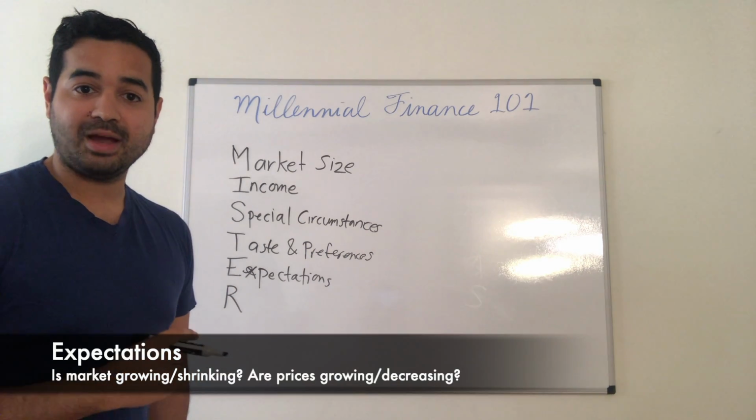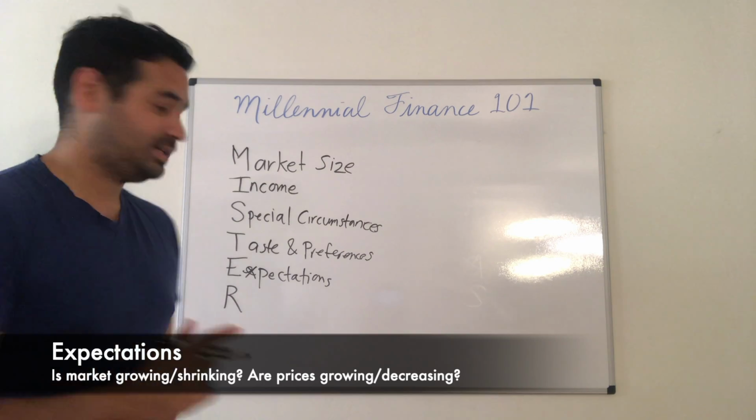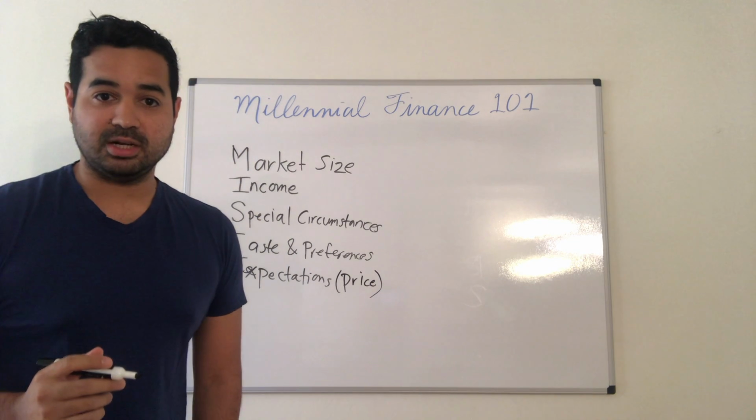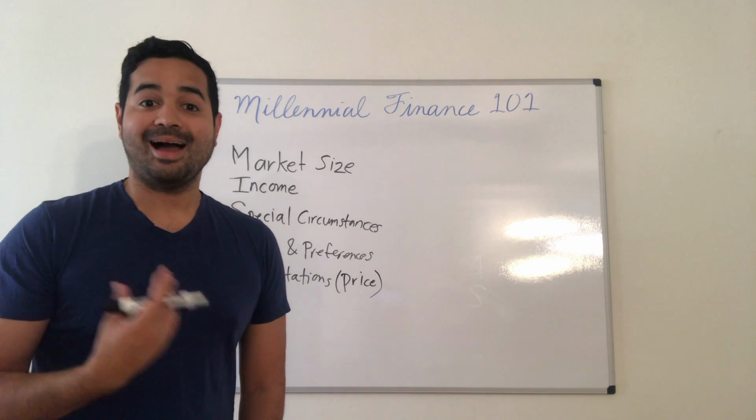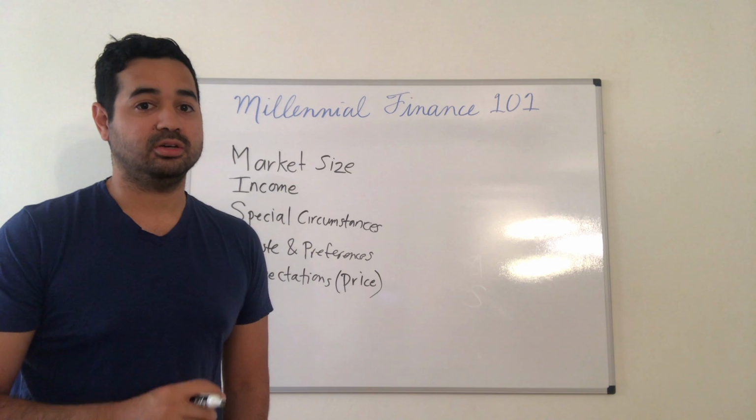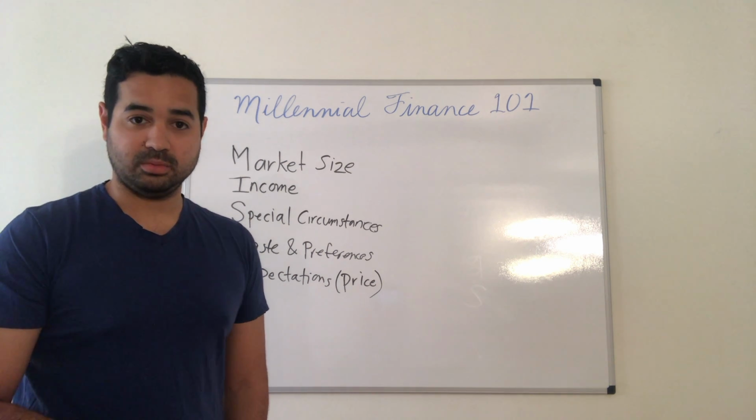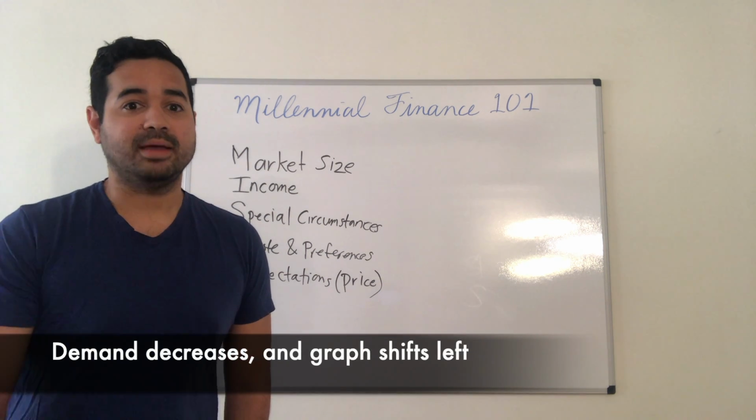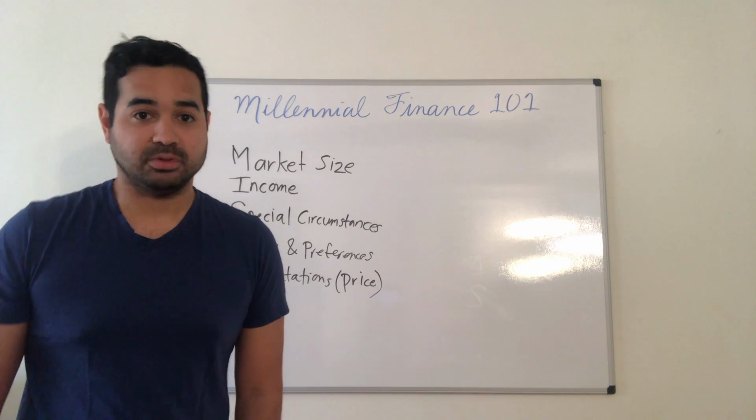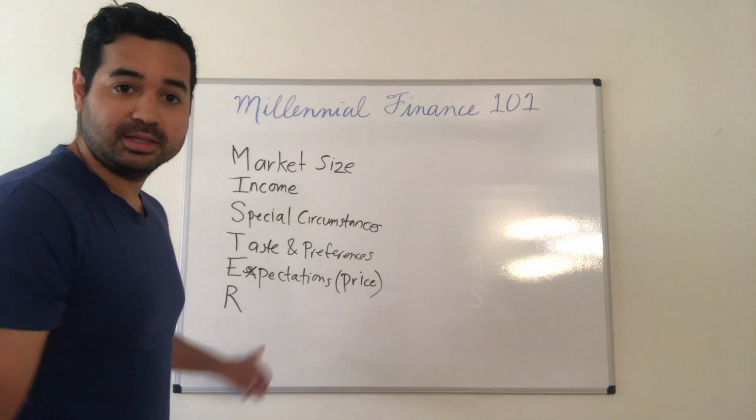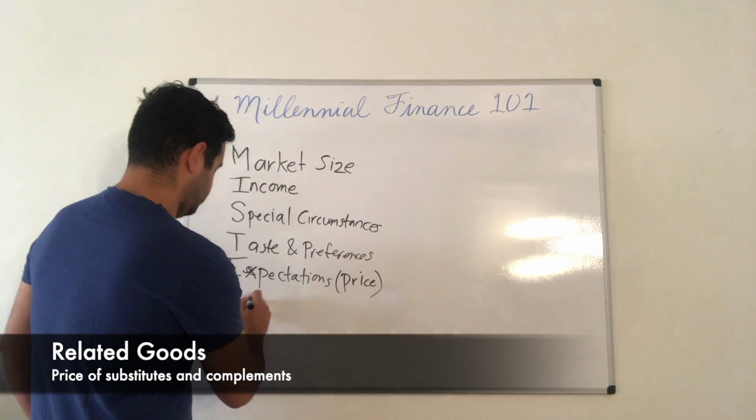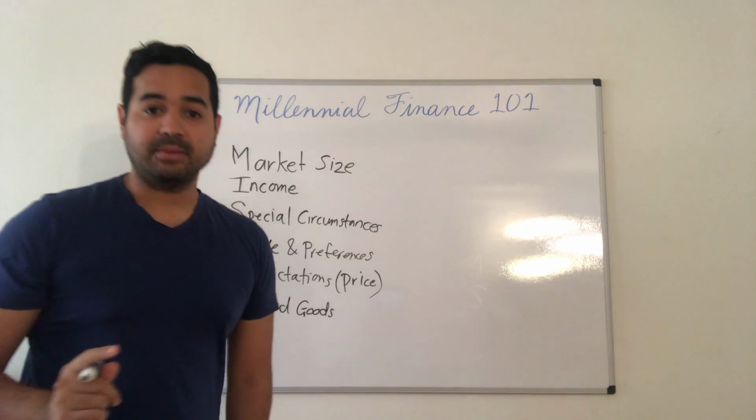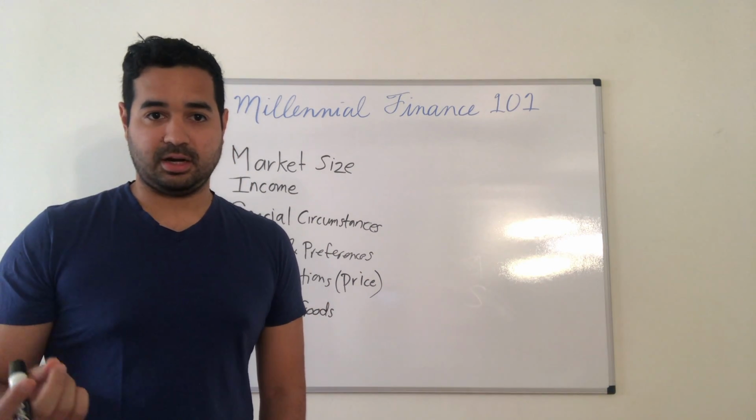So E stands here for expectations, but it's more like expectations of price. If we're in a recession and we think, oh, things are only going to get worse, our expectation is that prices are going to go even lower. When prices go lower, our demand for goods today decreases, because why buy something today when you can get it cheaper tomorrow? And then the last one here is for related goods. That's what the R stands for. And then when I say related goods, I really mean substitutes and complements.